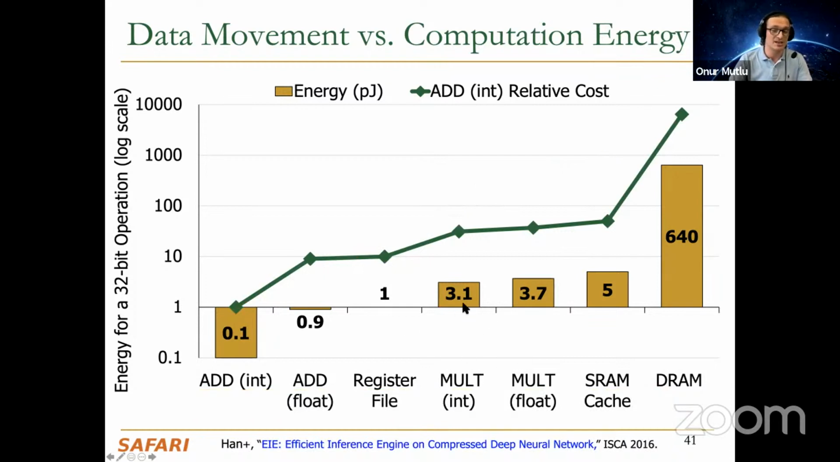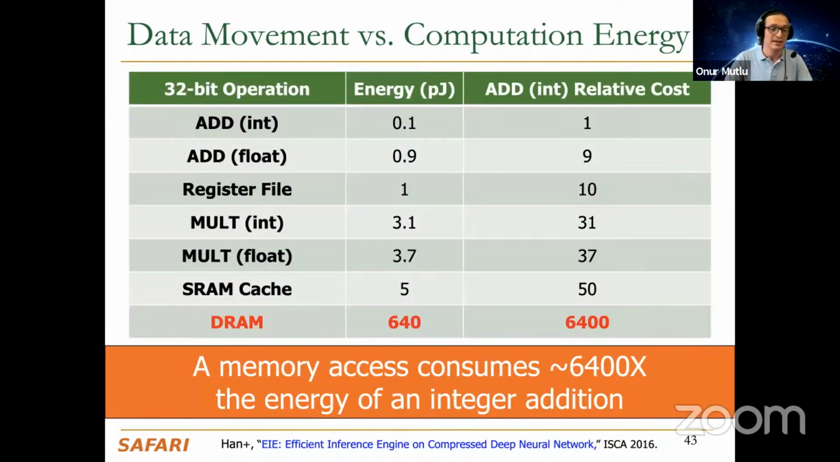You can see different operations over here. Multiply is, of course, more expensive. And an SRAM cache is more expensive than a multiply. So even the SRAM cache, with some size assumptions, is more expensive. Basically, the energy cost of memory is becoming intolerable. And this is a table version of that plot if you're interested in looking at the exact values.